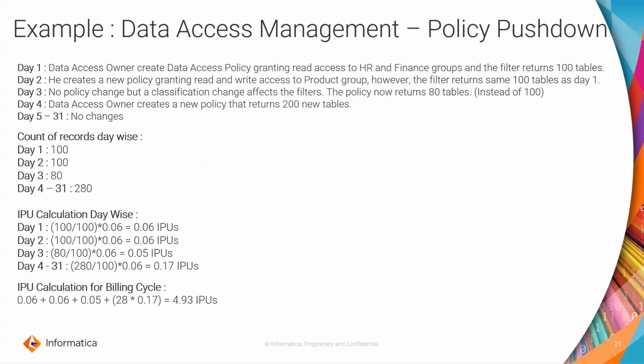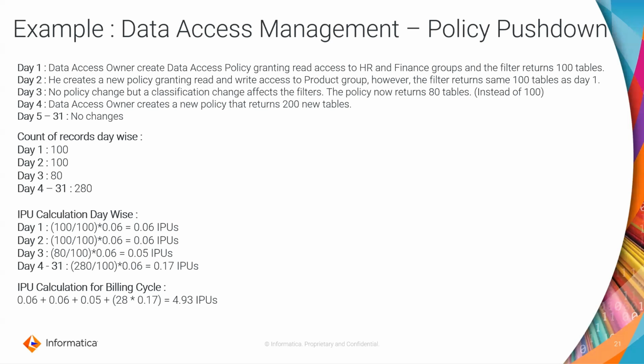Coming to the data access management policy pushdown. On day one, the data access owner creates a data access policy granting read access to HR and finance groups, and the filter returns 100 tables. Then he creates a new policy granting read and write access to the product group. However, the filter returns the same 100 tables, so nothing changed here. Now on day three, no policy change, but a classification change happened. Now the policy is returning 80 tables instead of 100. And on day four, the data access owner creates a new policy that returns 200 new tables.